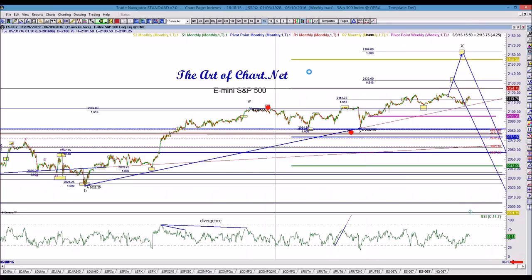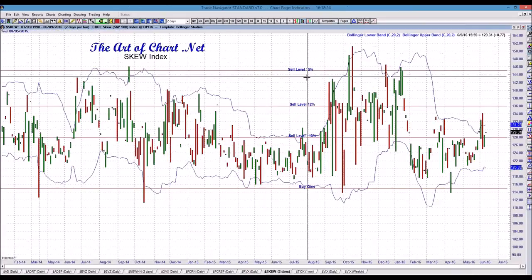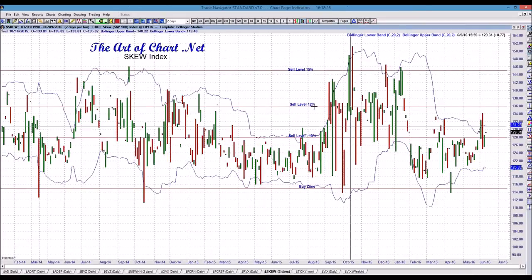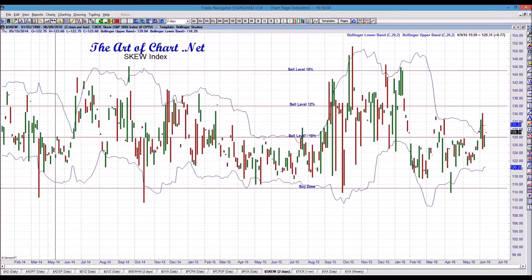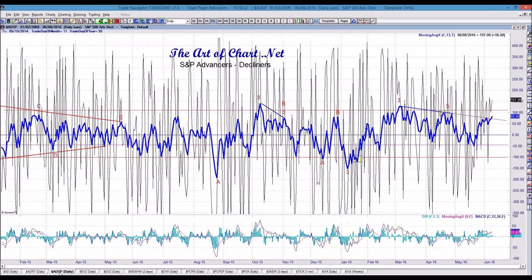For those of you who are not familiar, this is a chart that I cover sometimes on weekends, and I talk about this a lot. This is the skew index, another important indicator on my stuff. And this is the keep Stan out of trouble chart.